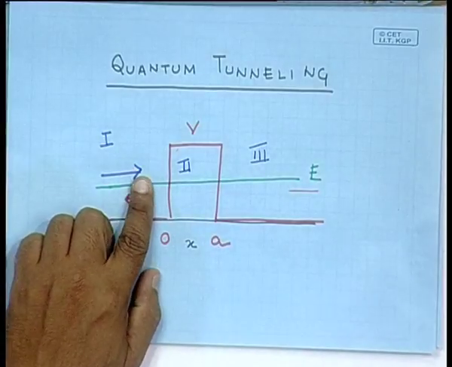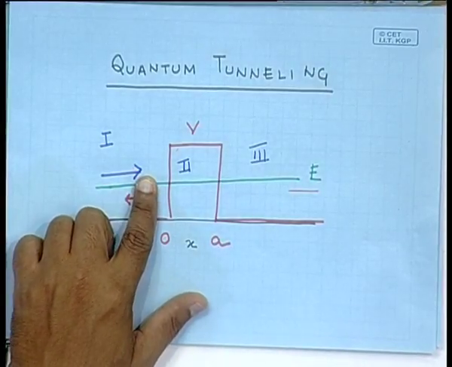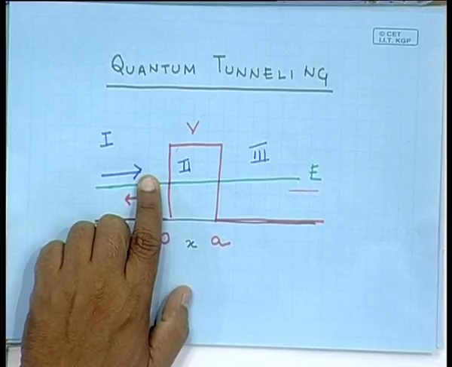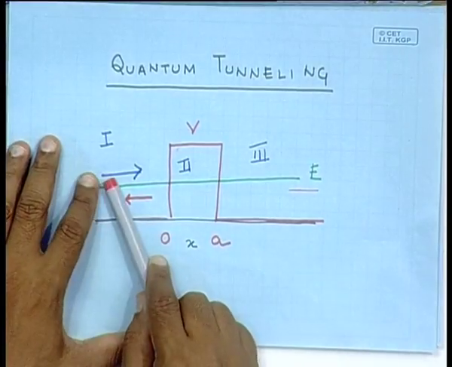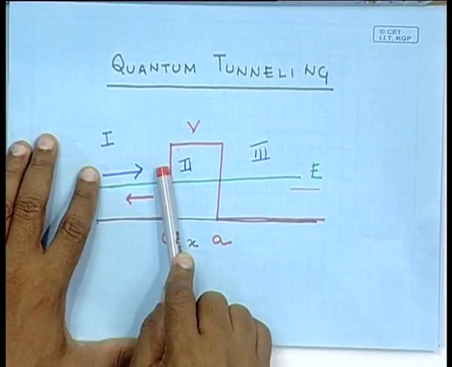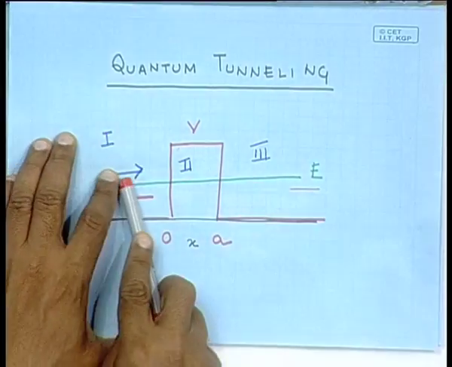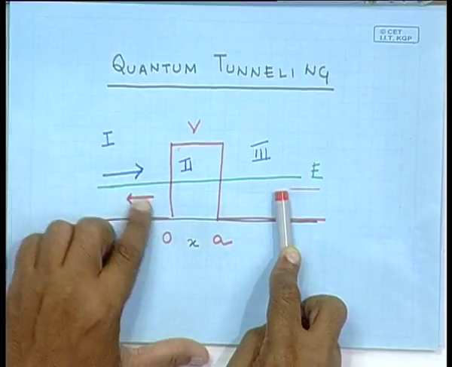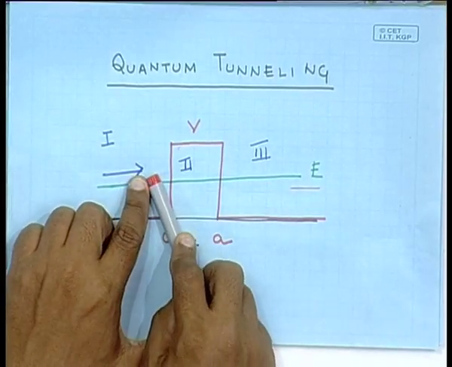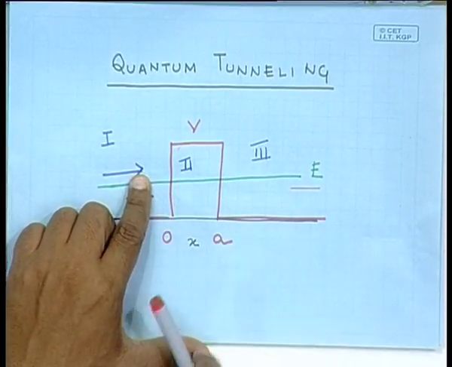Now, the quantity of interest which we would like to calculate is the probability of finding the particle on the other side. So, we are sending in particles from the left, and the question of interest is: what is the probability of finding this particle, which is incident from here, in this region? What is the probability that it gets through the barrier, which we can refer to as the tunneling probability.